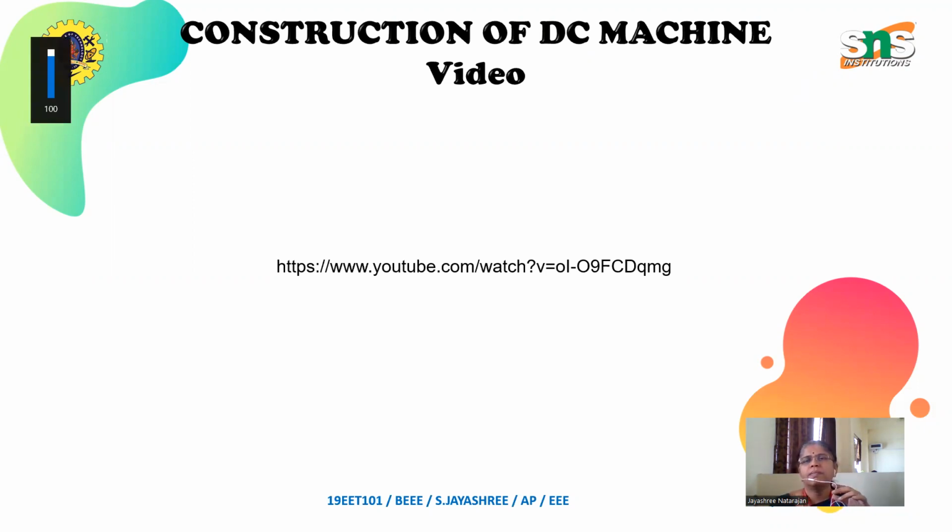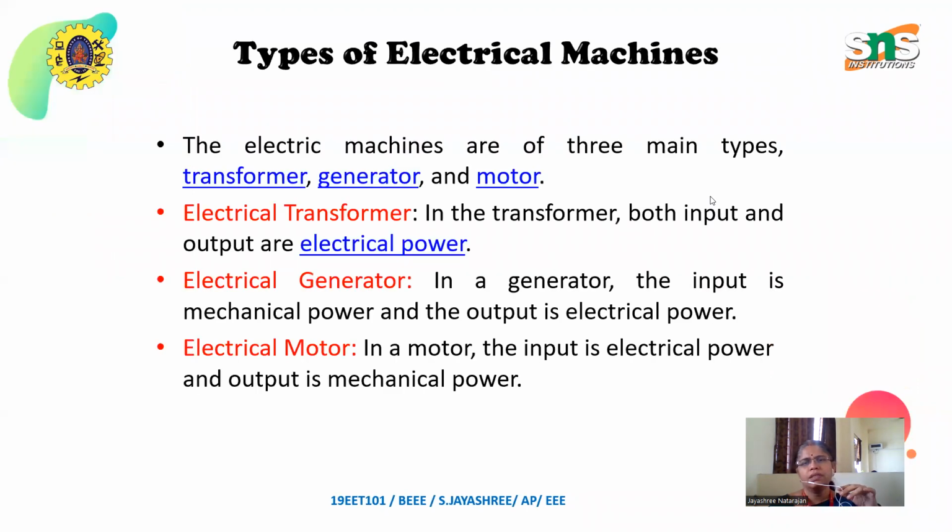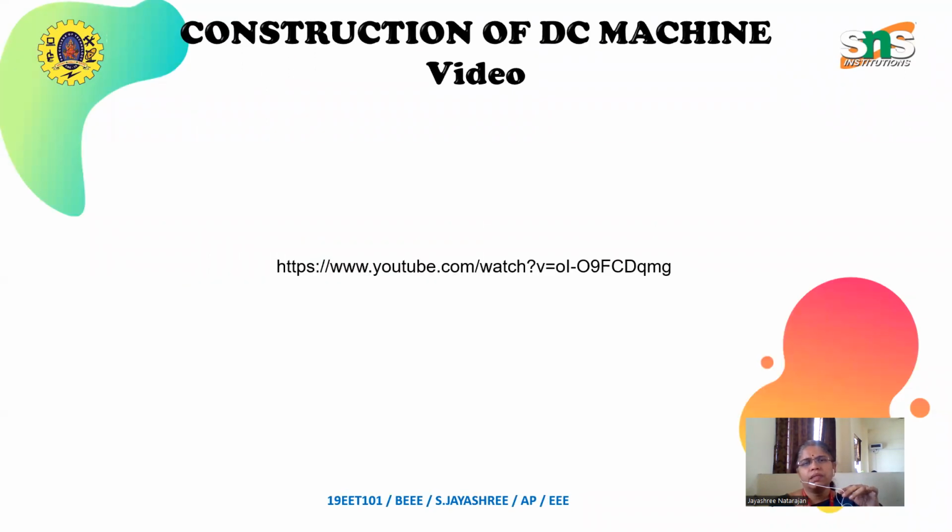Today we discuss the construction of a DC generator. We are continuing with yesterday's topic. The construction of a DC machine and a DC generator is the same because the machine is the same. Based on the input, it behaves like a motor or a generator. So we discuss the construction of a DC machine.